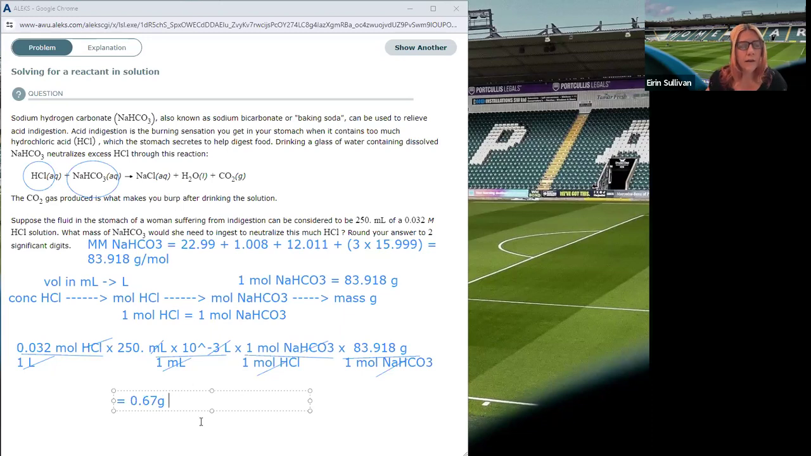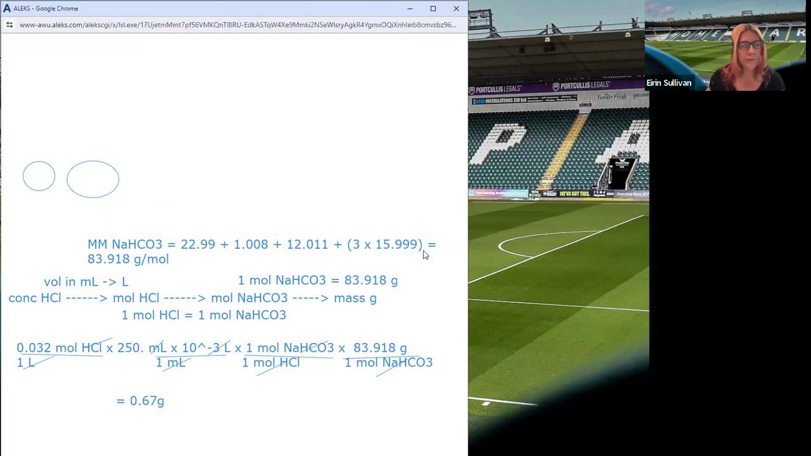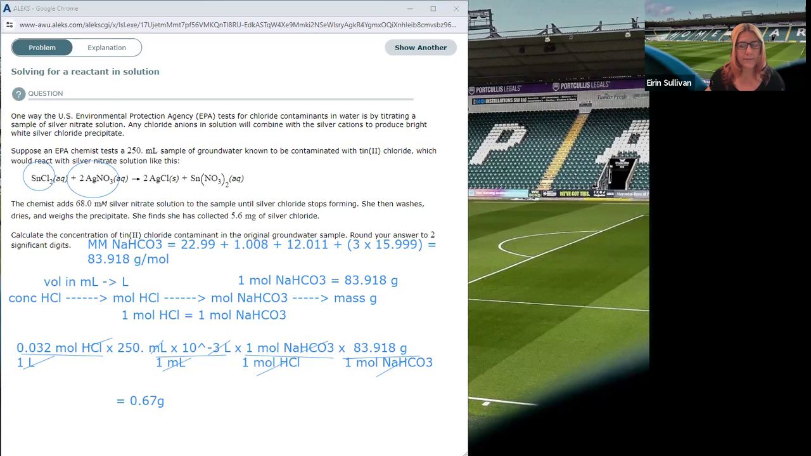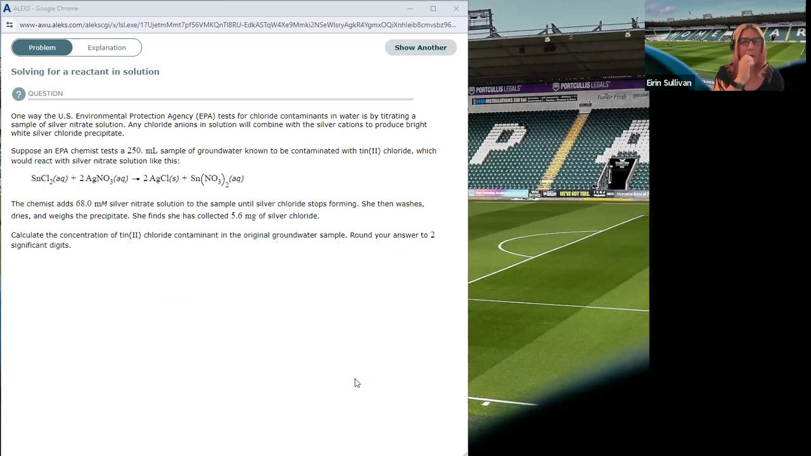All right. Let's have a look at another one, shall we? Are they all 1:1 stoichiometries? I hope not. That would be a little bit boring. Hooray! Okay. So this one, we are asked to work out the concentration of tin(II) chloride. So we are relating our mass of silver chloride, which we've been given, to our concentration of tin(II) chloride. Okay, so we do not have a one-to-one stoichiometry here.